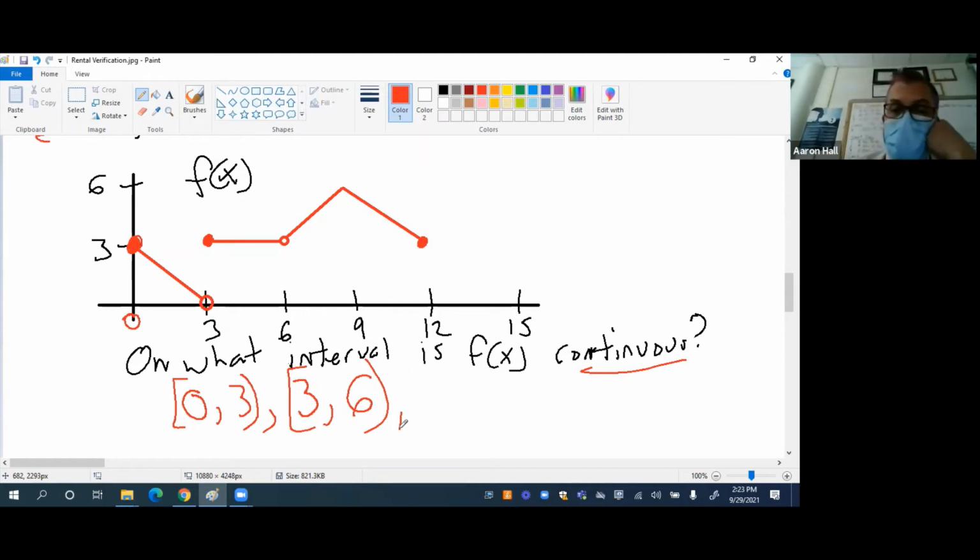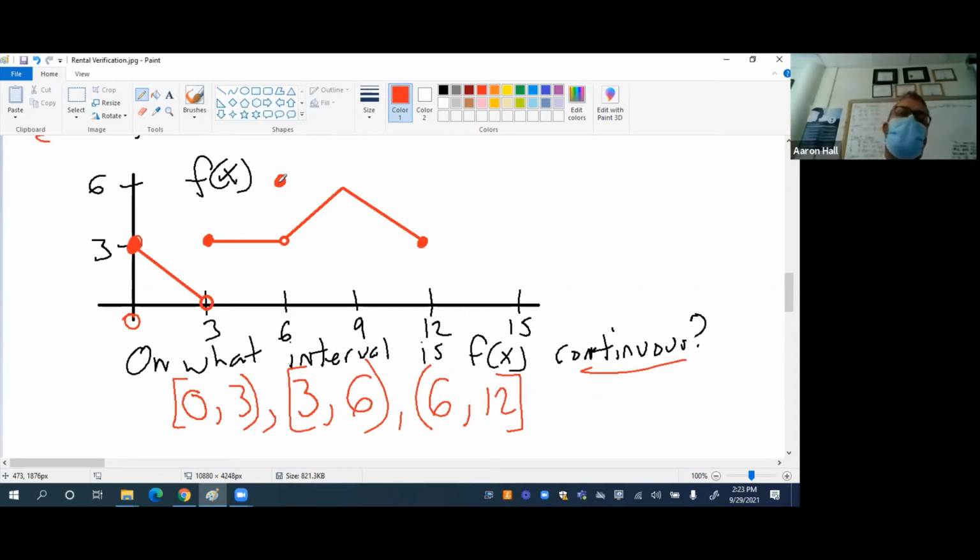From 6 to 12. Okay, 6 to 12. Is 6 included? No. So I'm going to use parentheses, and is 12 included? Would it change things? Would you change your opinion on whether this was continuous if I put a dot right here? Because wouldn't that still be considered discontinuous?